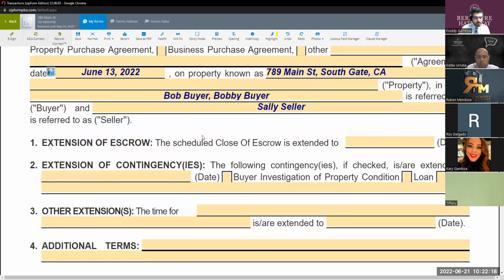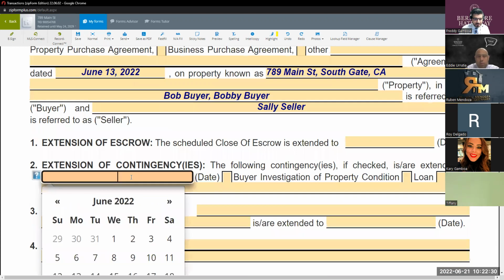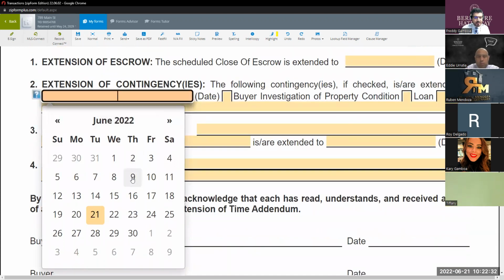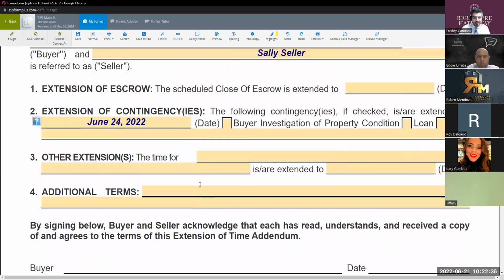Now, what do we want to do? We want to use number 2, right? We need an extension of time for contingencies. The following contingencies, if checked, are extended to what date? Well, we want to extend it maybe to the end of the week, by Friday. Which one? Either buyer's investigation of the property, loan, or other.